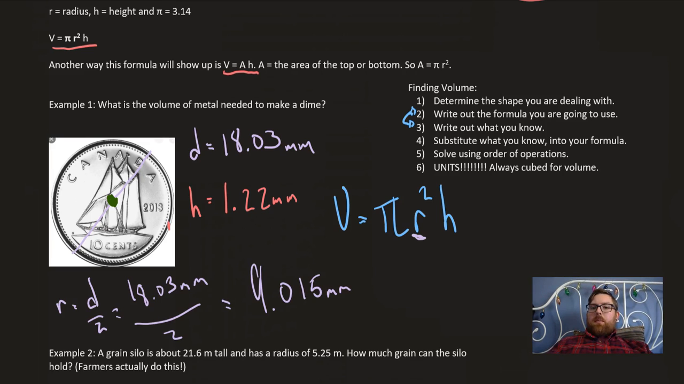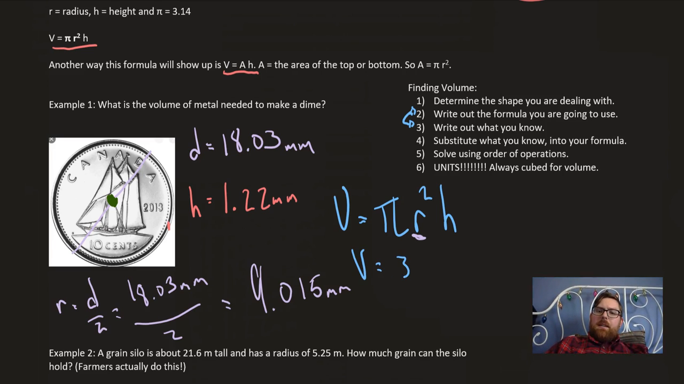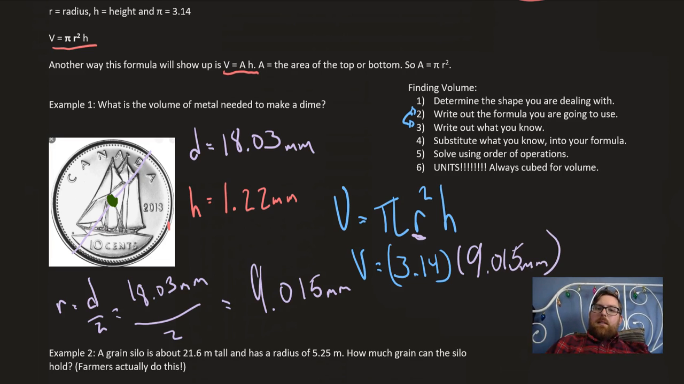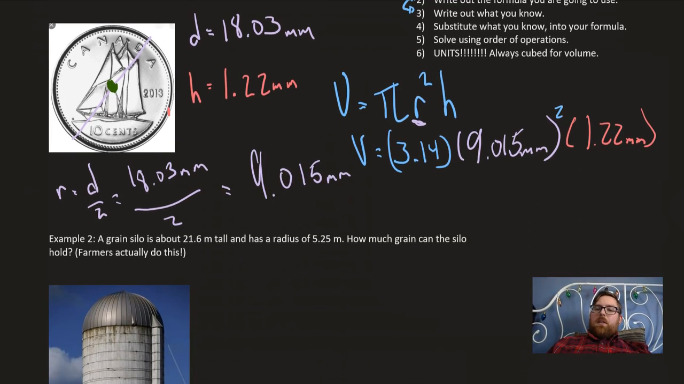Next thing I need to do is, on number 4, substitute your values in. So in this case, my volume, so pi, I'm going to use it as 3.14. And my radius, I found to be 9.015 millimeters. And that is squared as well. Forgot that. And then I have my height, which is 1.22 millimeters. So I have my fourth step, everything's substituted in, so pi is 3.14, radius is 9.015, and we could keep going through it.